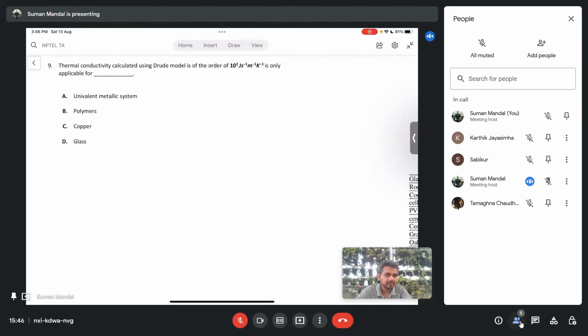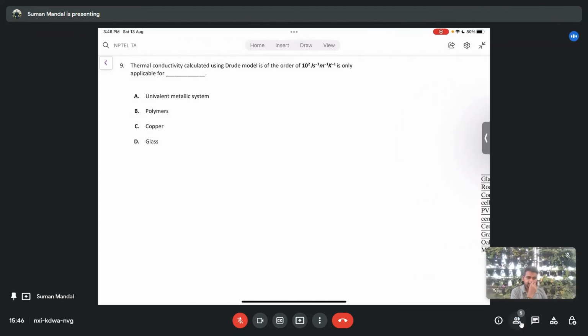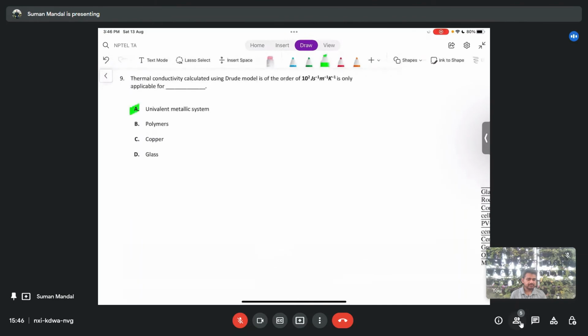Karthik, Sabikur, Tamagna. Should be A, sir. Because somebody said A. A and C, sir. A and C. Okay, so the answer is correct. The answer is A and C.